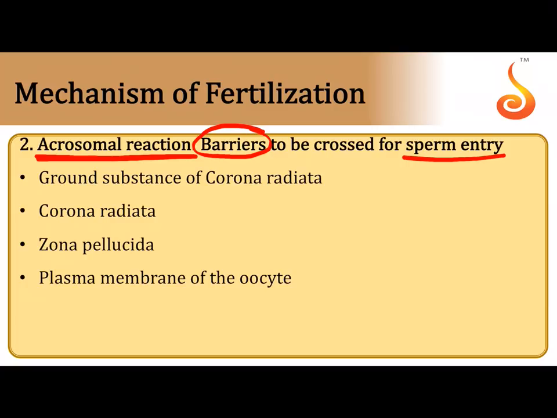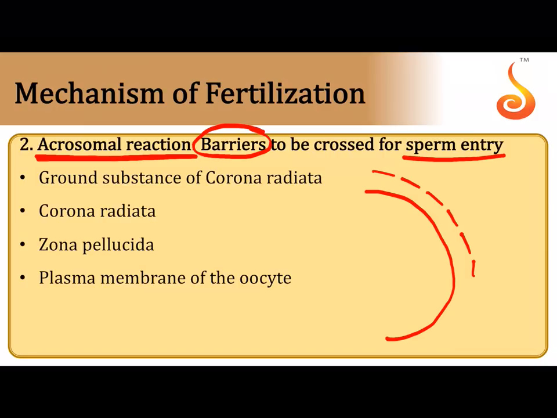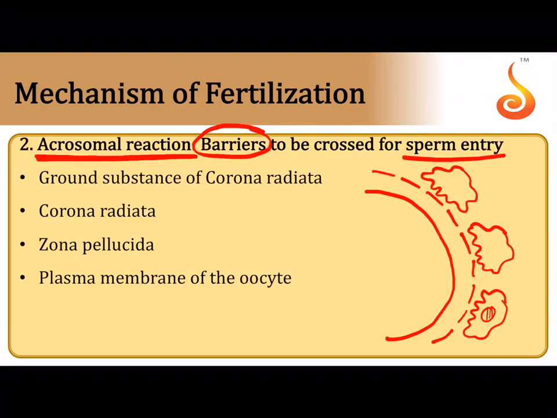it has to cross something called barriers in order to make its entry into the cytoplasm of the secondary oocyte. What are the barriers that it has to cross? Again I'm going to show you here a portion of the secondary oocyte. So this is the plasma membrane, and outside the plasma membrane there is the zona pellucida, and then I had drawn these follicle cells, the corona radiata layer with finger-like projections, isn't it? So let me put nuclei to the cells of corona radiata. Inside is the nucleus of the secondary oocyte, and this is the cytoplasm of the secondary oocyte. The sperm is coming from this side.